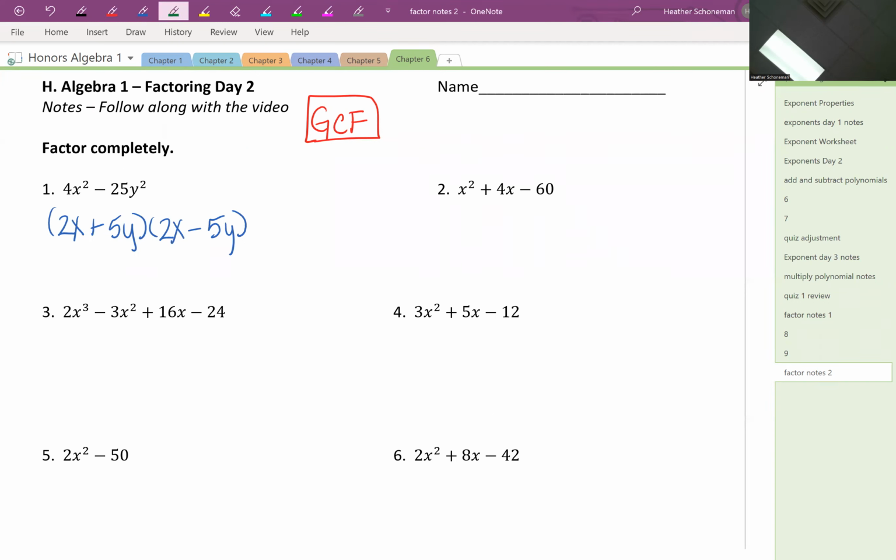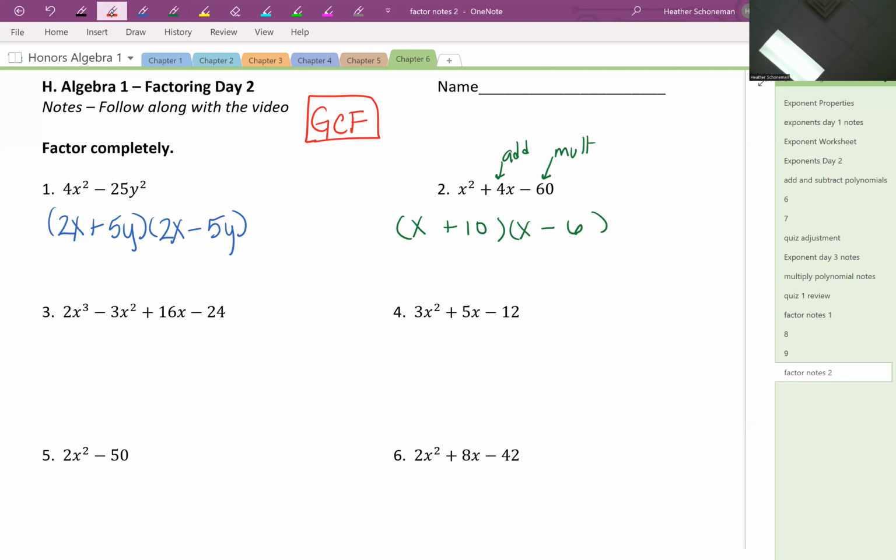Number two, first thing we're going to look for is the greatest common factor. It doesn't have one. It's a trinomial. The leading coefficient is that invisible 1. So we can go straight to our two parentheses with an x and an x. And now we're going to look for two numbers that multiply to negative 60 and add to 4. Because it multiplies to a negative, we know we're going to have opposite signs. Things that multiply to 60: lots of things. 1 and 60, 2 and 30, 3 and 20, you get the drift. But the ones that are going to work are 6 and 10. So we have 10 and 6.